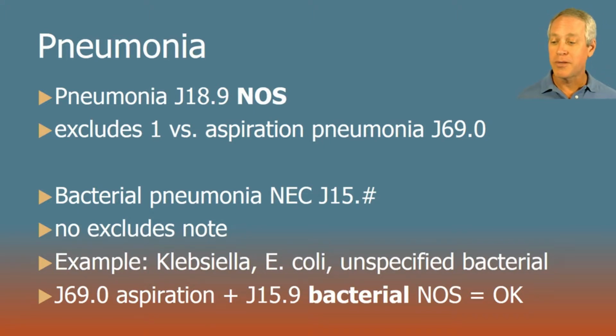Now, if we're lucky enough to know the actual organism itself, like Klebsiella, commonly hospital-acquired, or E. coli, similarly, there are specific codes for those too. But the take-home message there is that bacterial pneumonia and aspiration pneumonia can co-occur, and if documented correctly, can be coded together, at least as of the time of this recording.